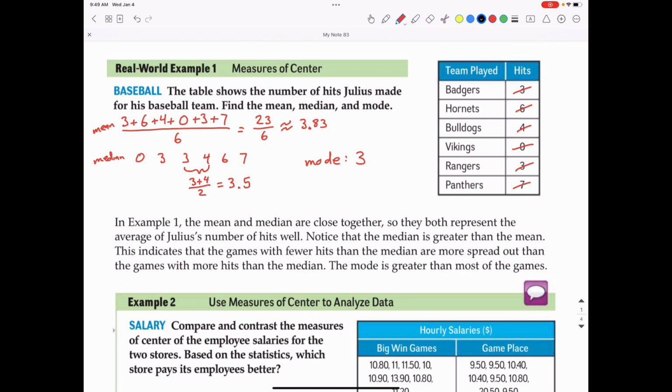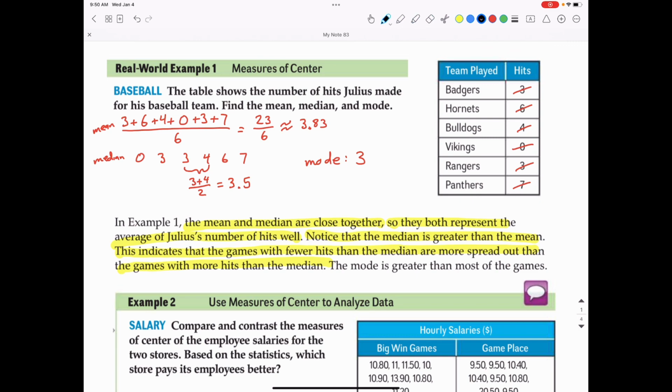So one of the things we do in statistics is analyze data. It's probably more about analyzing data and less about computing the data. Notice that in this data set the mean and the median are very close together, so they both represent a very good average of Julius's numbers of hits. Notice that the median is greater than the mean, and what this indicates is that the games with fewer hits than the median are more spread out than the games with more hits than the median.